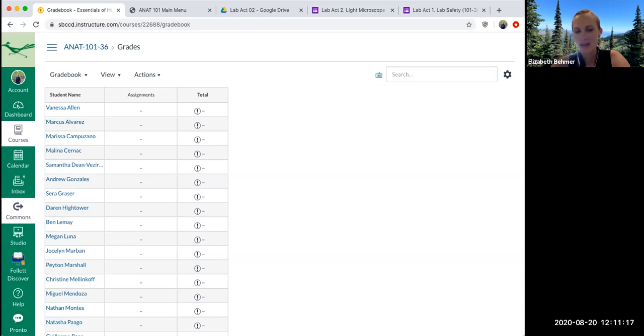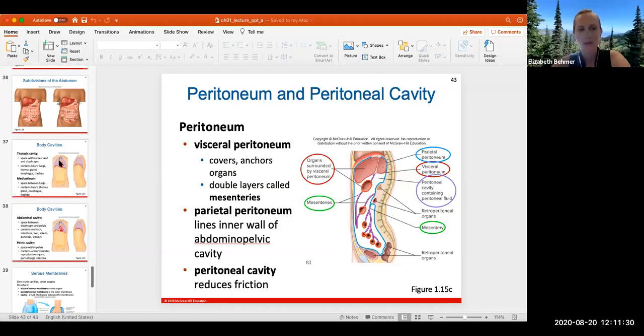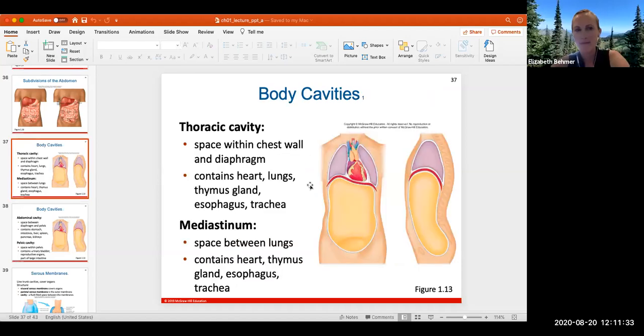The thoracic cavity is right above the diaphragm. This is probably the best picture I have. Let me make sure you guys are seeing this. Can you guys see the body cavities picture? Hopefully. Okay, so the diaphragm is in pink right here, and it separates your thoracic cavity from the abdominal cavity below it.